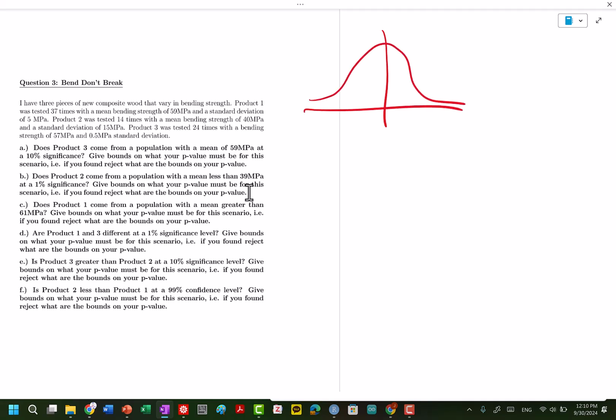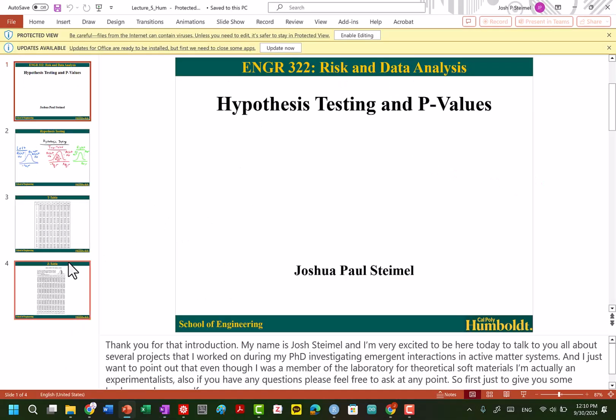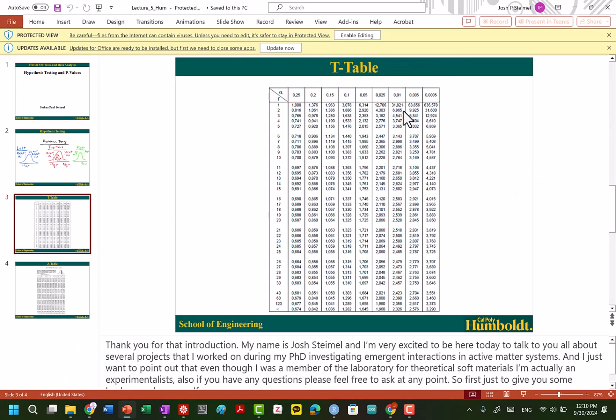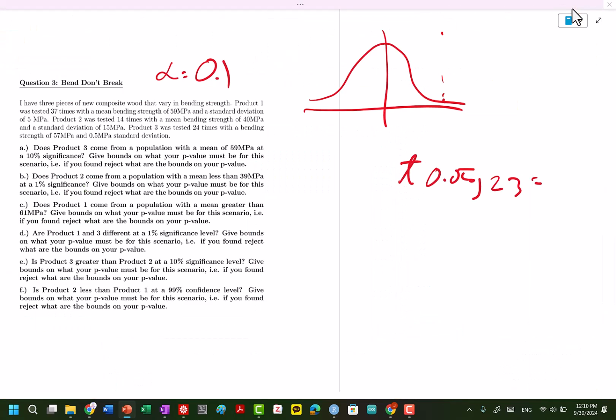This is a two-tail test, so we need our T theoretical, which is going to be T alpha over 2. Our alpha is equal to 0.1, so T of alpha over 2 is going to be 0.05. Our nu for product 3 is going to be 23. Let's look at the value: T of 0.05 and 23 is going to be 1.714. So that is for sure.